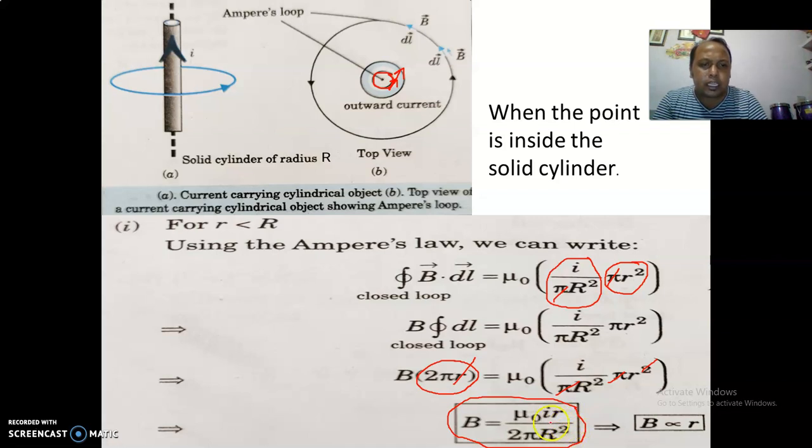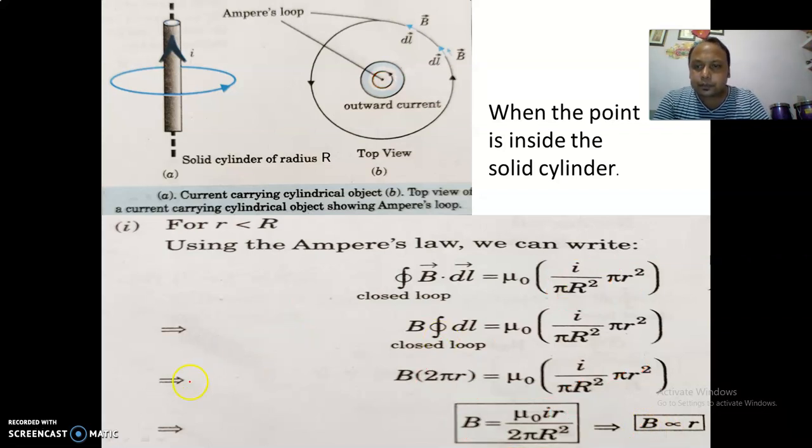Now here all the terms are constant except small r, and the variation of small r, because we are choosing a point inside the cylinder, will be from 0 to capital R. So we can write here that the magnetic field B is directly proportional to small r, and small r is the distance from the center. So I hope this is very clear to you.